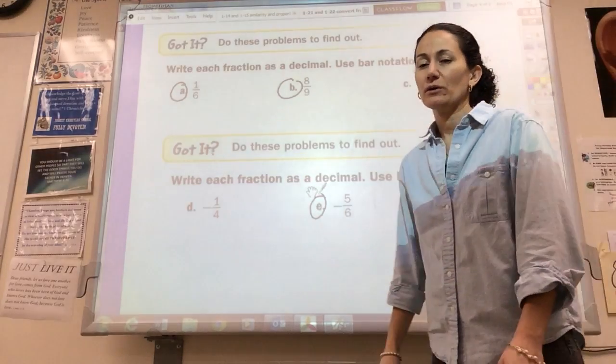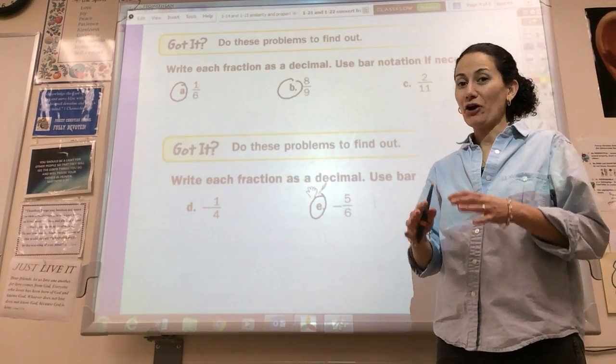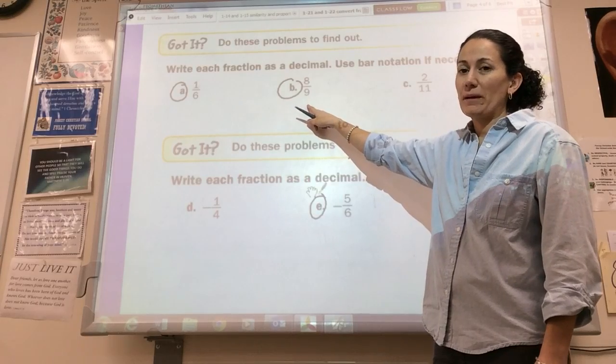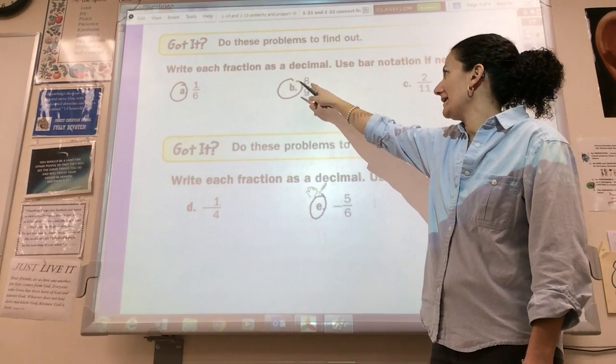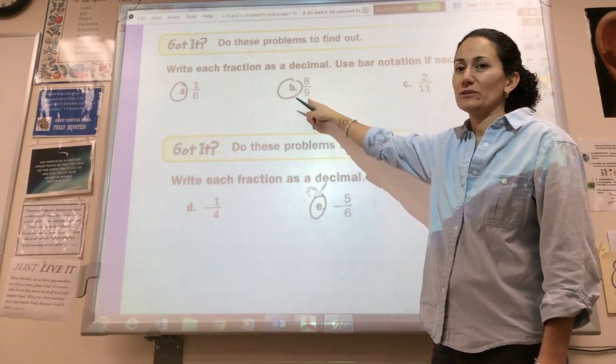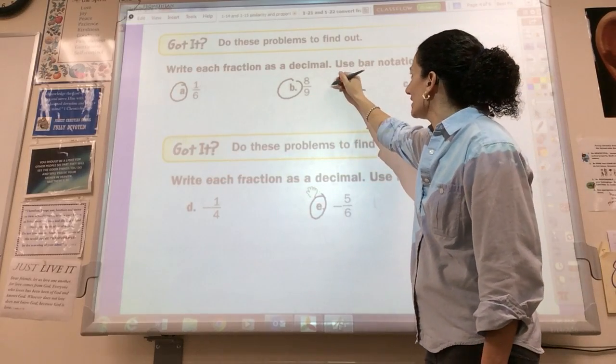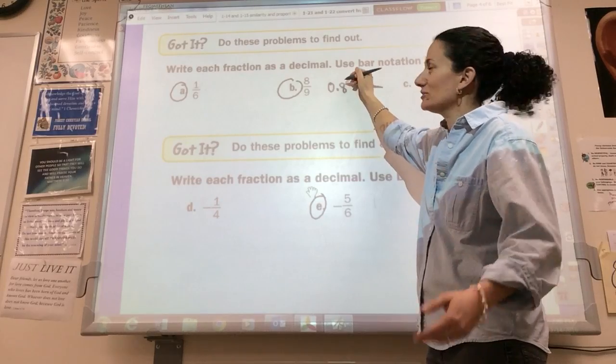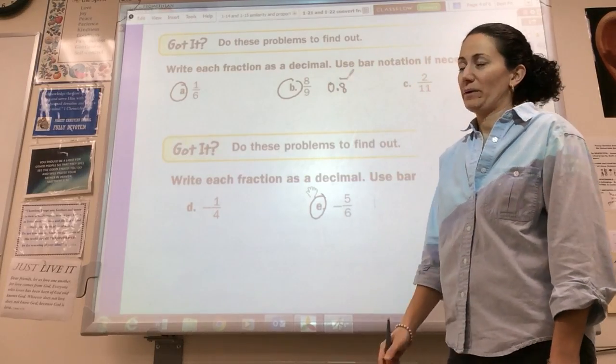All right, I want to start with going over the easiest one. I hope that you noticed the ninths right there. And I hope you remembered the rule that any ninth is always going to repeat. 8/9 is 0.8888. So we put a bar, 0.8 repetitive.